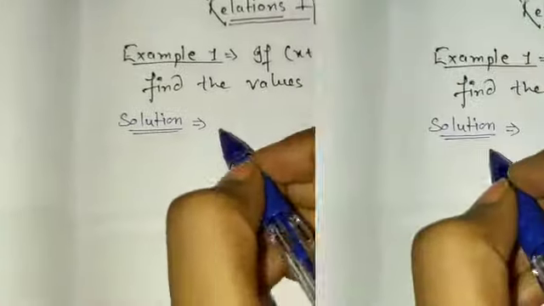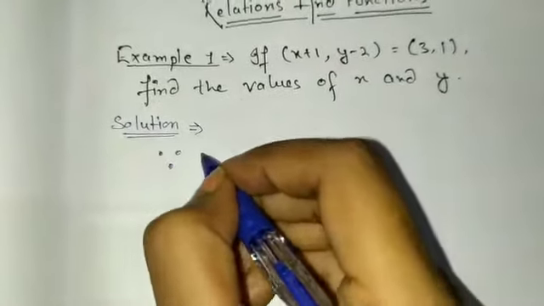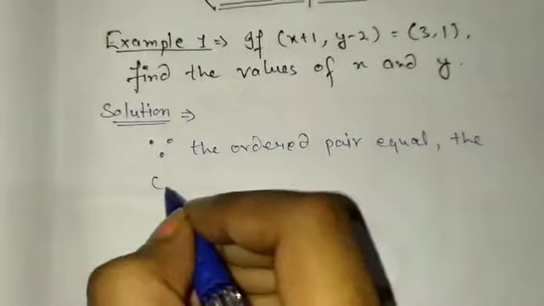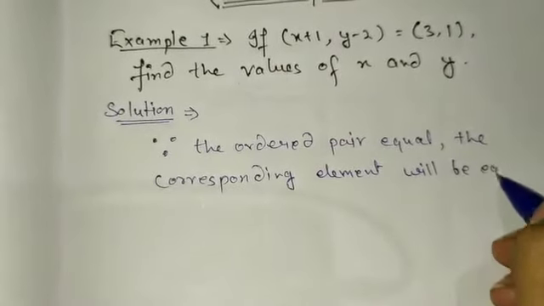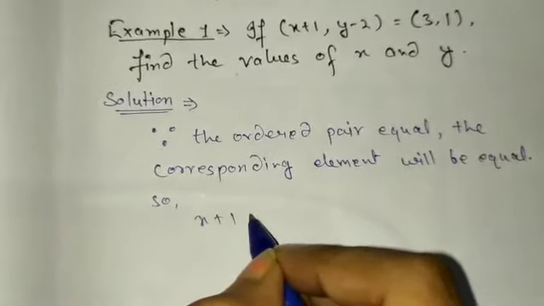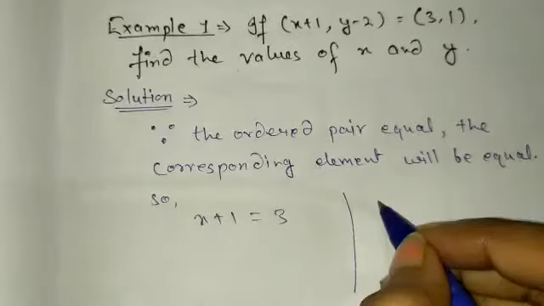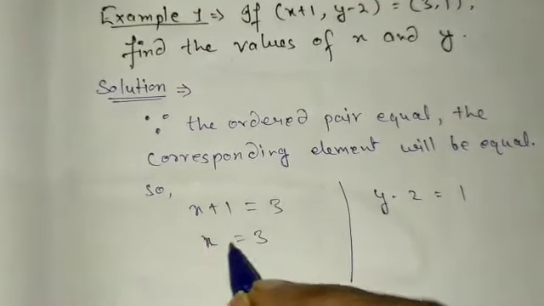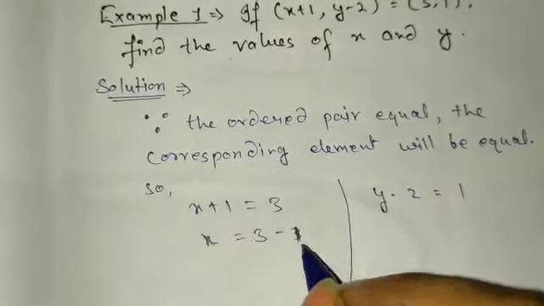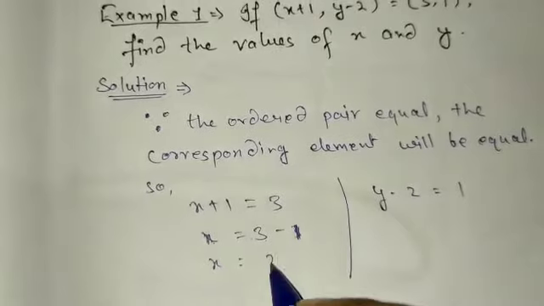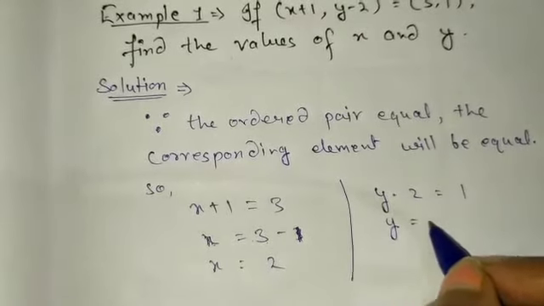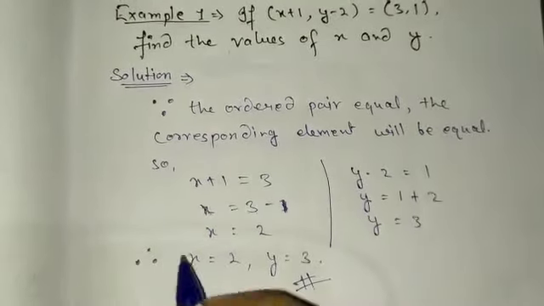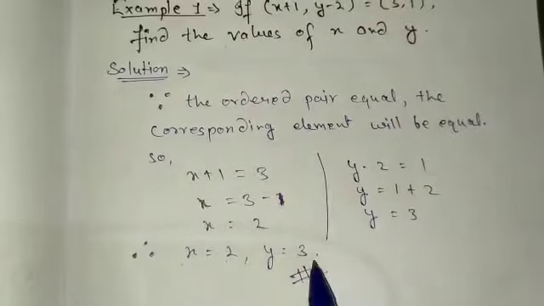So, in this question, since the ordered pairs are equal, the corresponding elements will be equal. So, x plus 1 will equal 3 and y minus 2 will equal 1. Now, by transposing, we say that x is equal to 3 minus 1, which is equal to 2, and y is equal to 1 plus 2, and therefore y is equal to 3. Therefore x is equal to 2 and y is equal to 3.